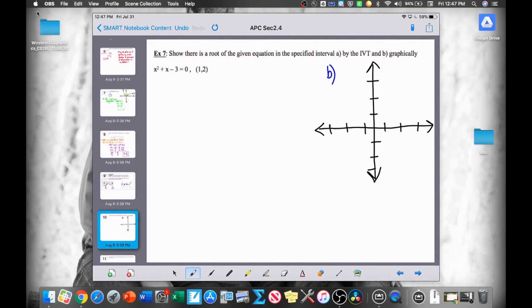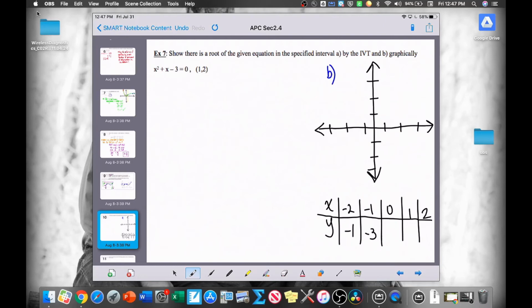All right, so I'm just going to plot a few points here. And when I plot a few points, I'm just going to make a table. I'm going to do my fave 5: -2, -1, 0, 1, and 2. And I'm just plugging these right into x squared plus x minus 3. So when I plug in -2, -2 squared is 4. 4 plus -2 is 2. 2 minus 3 is -1. When I plug in -1, -1 squared is 1. 1 plus -1 is 0. 0 minus 3 is -3.